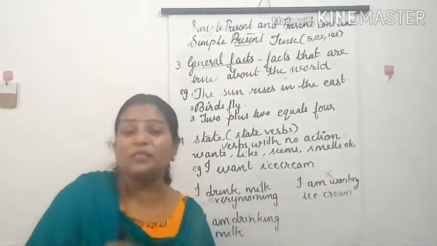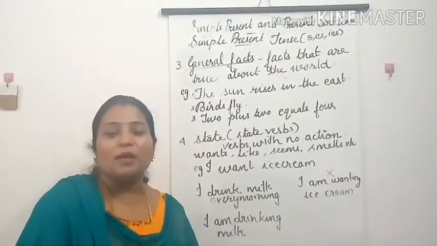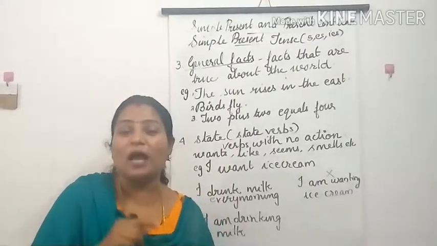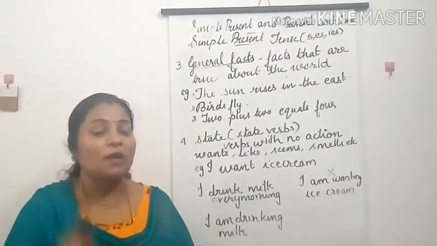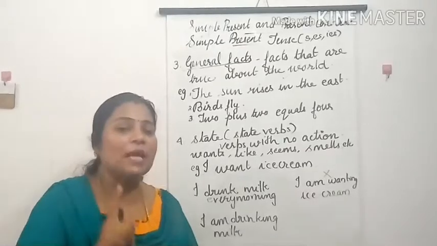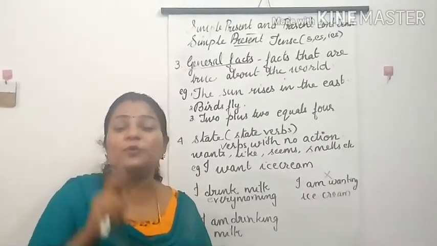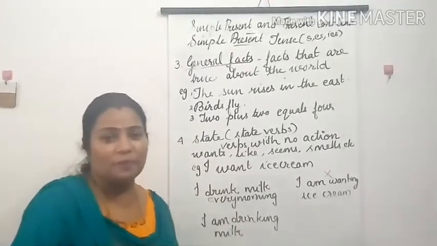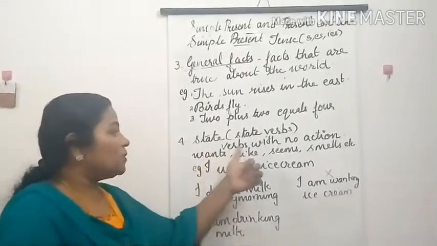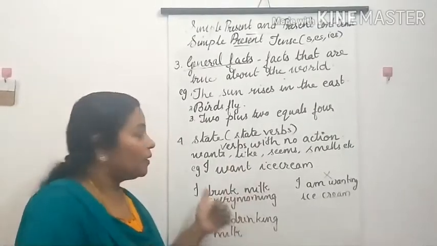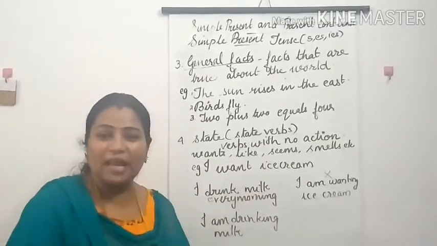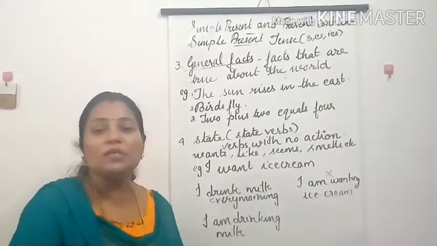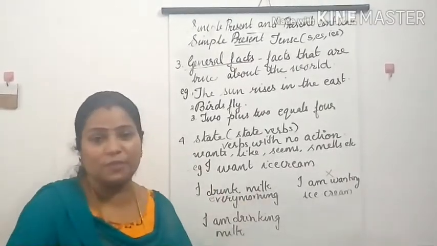So, with these action verbs, we can use the ing form. But remember kids, with the state verbs, we cannot use the ing form. Let's understand that with an example. State verbs are verbs with no action. For example, want, like, likes, seem, seems, appear, believes. All these are state verbs.